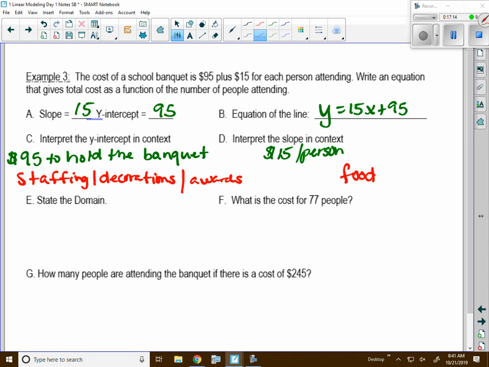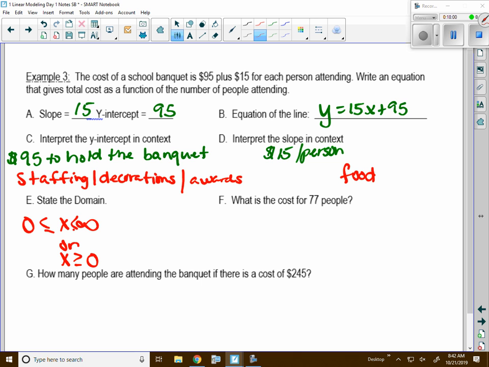All right, the domain. So this is a little bit weird because we don't see a graph. What's one way we could see a graph? Decimals. Okay, we could put y equals 15x plus 95 into decimals. But think realistically. Can you have zero people at the banquet? Oh yeah, you could, right? How much money would you pay if you had 0 people at the banquet? Yes, you would. Okay. Is there a max? Did they tell us if there's a cap on the number of people you can have? No. So we're going to say our domain would be from 0 to infinity, and you can say x greater than or equal to 0.